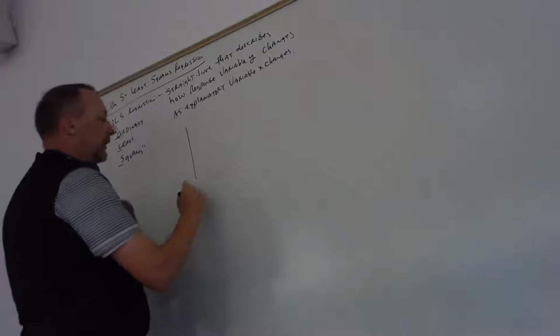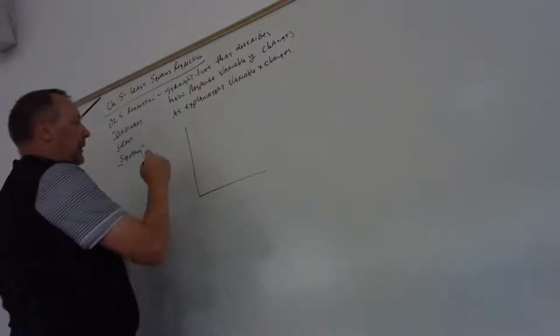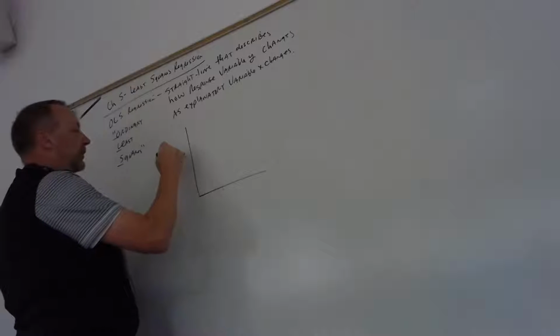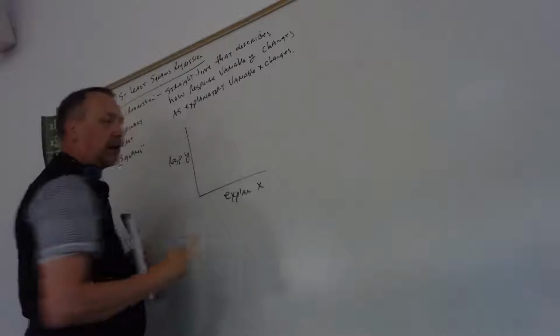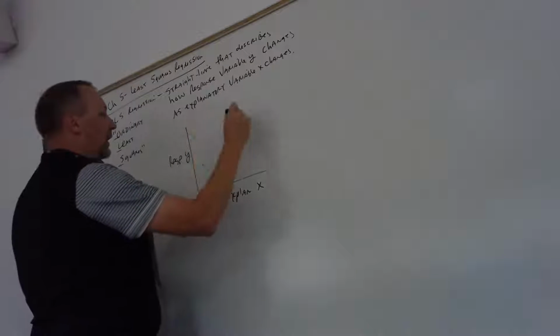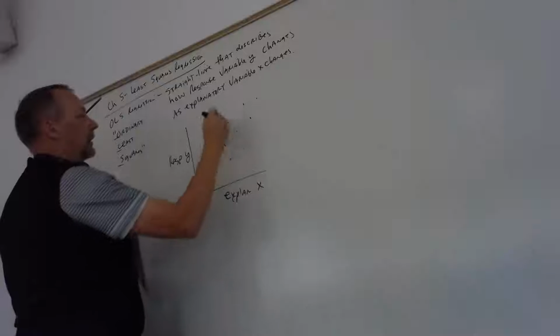So remember, chapter 5 is really a continuation of chapter 4, which means you can't forget, I mean you can, but you shouldn't forget from chapter 4. Okay? So the idea here is you're going to create a scatter plot. You're going to put your response variable y here, your explanatory variable x on this axis, okay? And, okay, so here's your scatter plot.